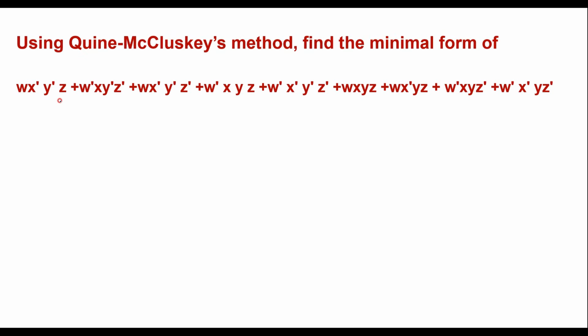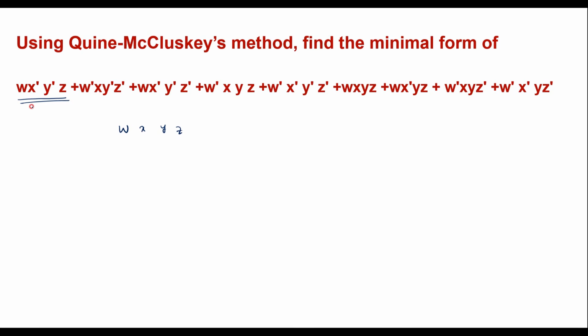So here the SOP is given. These all are the product terms. First I will represent each product term in terms of min terms. Here we have 4 variables, that is W, X, Y and Z. So this is with respect to the min term.